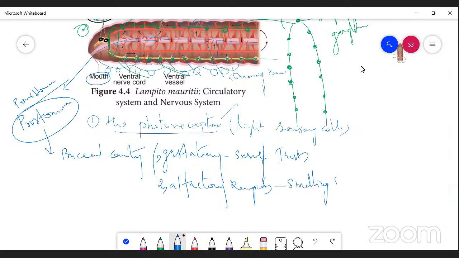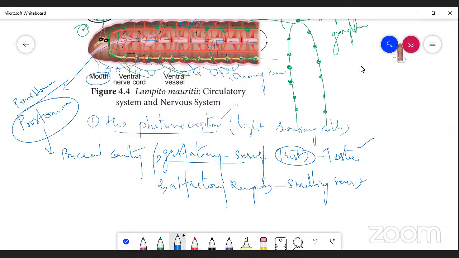Smelling cells from the structure. So gustatory receptors provide taste sensation. What is taste sensation? The decaying organic matter that the earthworm is going to eat is its food. Different types of taste are felt by gustatory receptors, which are found in the buccal cavity, I mean, the mouth opening.